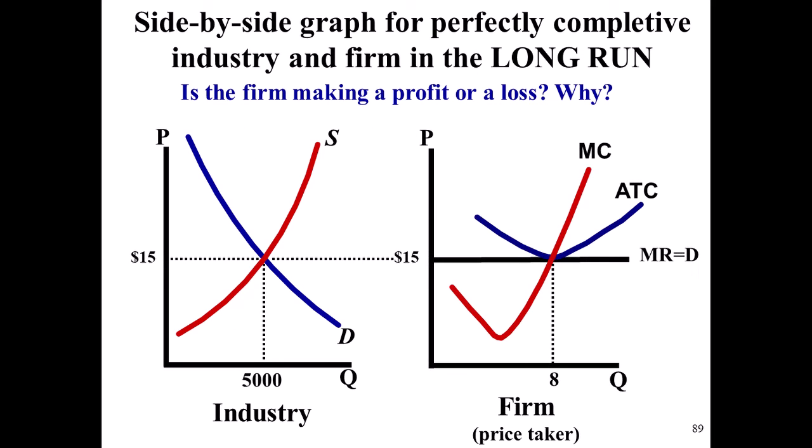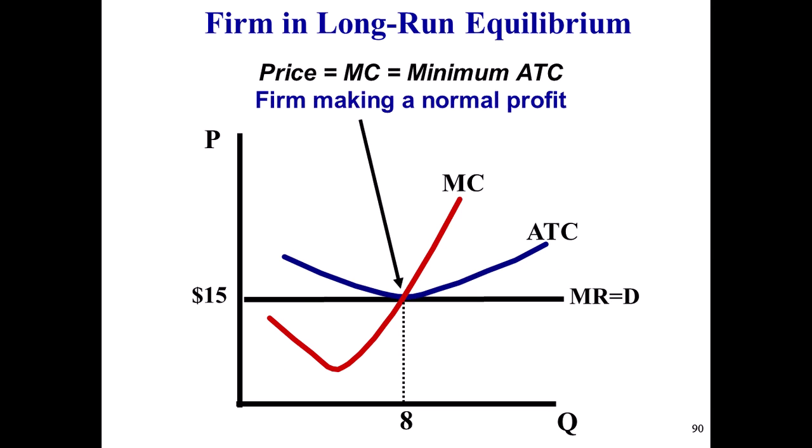Okay, so this is what long run equilibrium looks like. Supply, demand, price, quantity. Take the price, go over. Draw your MR equals D equals P curve. Draw your marginal cost curve. There you have your quantity. Draw your ATC right on the quantity. Remember, the minimum ATC needs to intersect the marginal cost curve. Okay, the firm is making a normal profit, no economic profit.